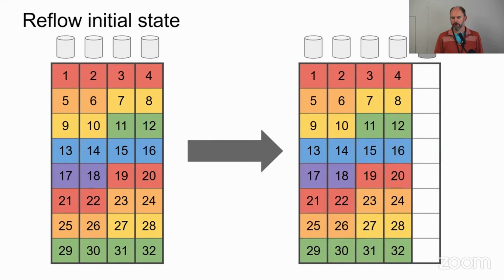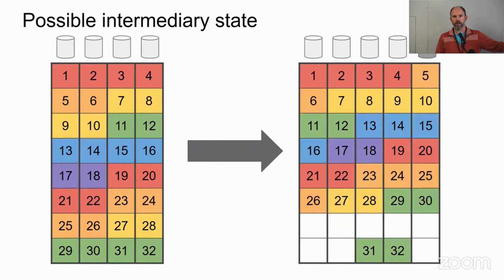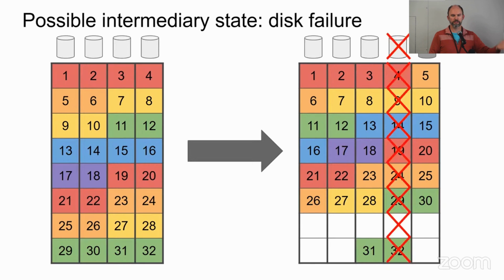All right, so we're starting off here. Here's some possible intermediary state, right? We've reflowed some of the stuff, but not all the stuff. And these green sectors at the bottom, 29, 30, 31, 32, some of them have been moved and some of them have not. So what happens if one of the disks were to fail? If this 4th disk fails, then we'll have lost both sector 29 and 32.